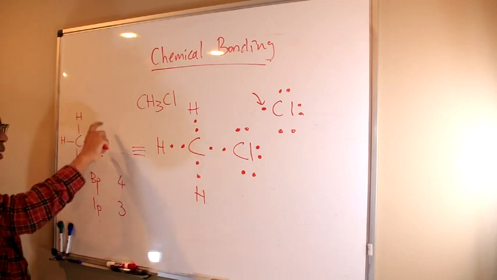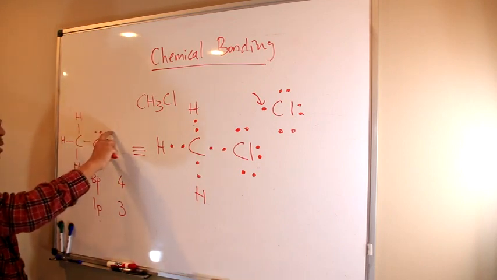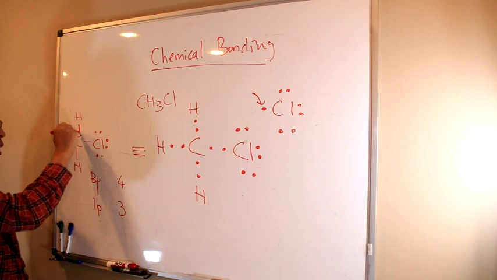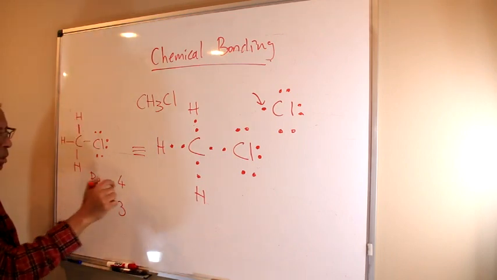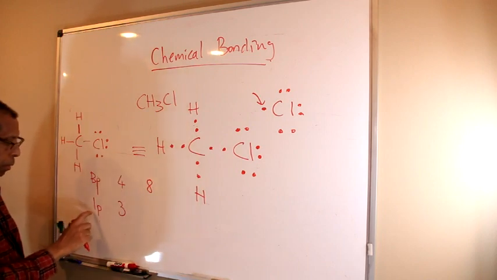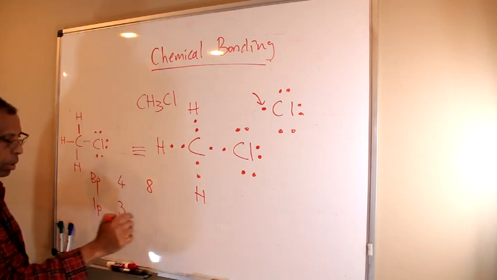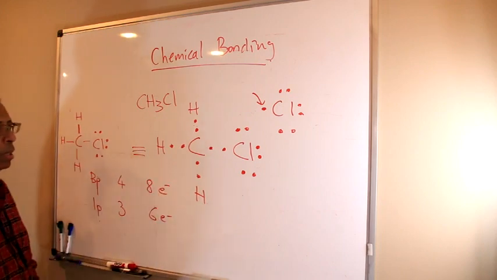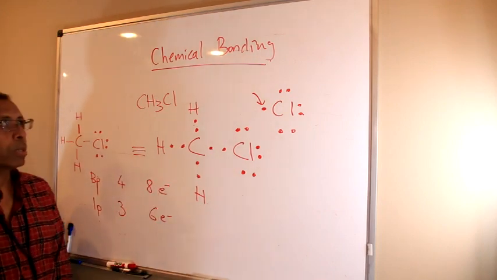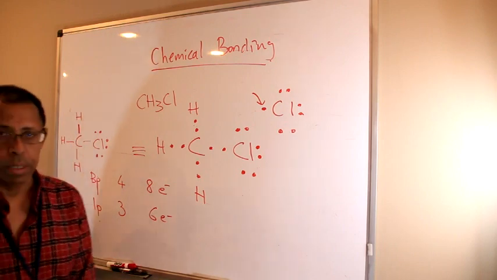These are the electrons that are not participating in bonding. These are the electrons that are participating in bonding. 4 bonding pairs is 8 electrons. 3 lone pairs are 6 electrons, 8 electrons. So this is how it looks when you write a Lewis structure.